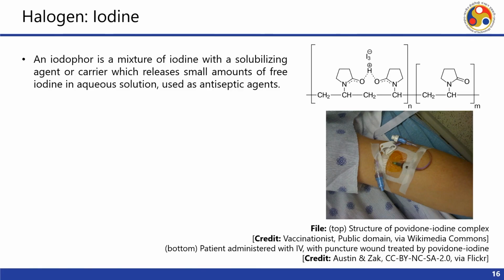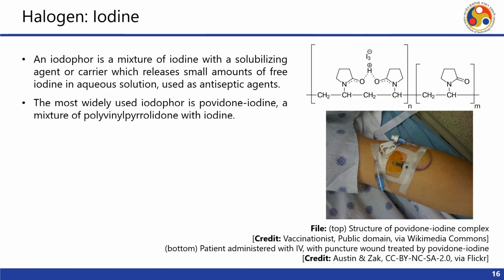Another halogen that is used as a disinfectant agent is iodine. An iodophore is a mixture of iodine with a solubilizing agent or carrier, which releases small amounts of free iodine in aqueous solution, used as antiseptic agents. So, you can see here the structure of povidone iodine complex in this particular figure, which is being used as a disinfectant in medical clinics.